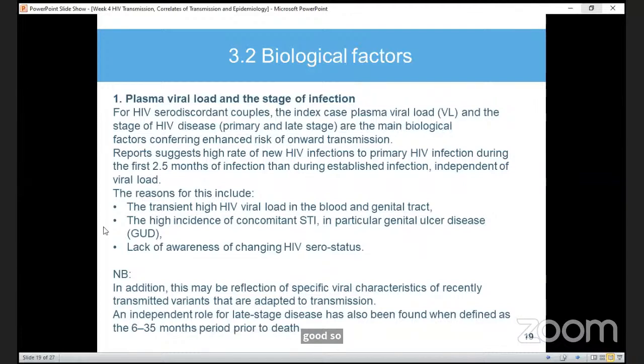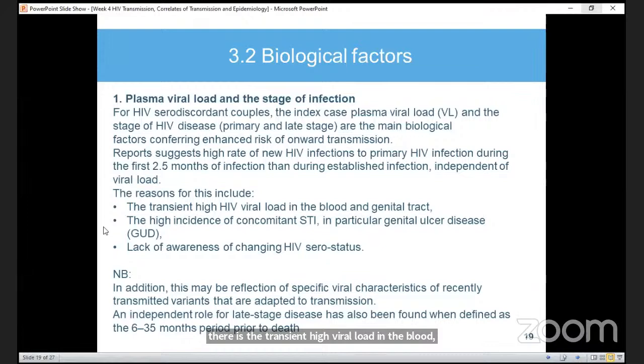Now, why is it that primary infection has a high rate of transmission? The primary infection, the first few months, like the first 21 days, after the 21st day, going on to almost 3 months, when most of the serological tests are still not reliable, there are higher chances of transmission. Why? Number one, because there is a transient high viral load in the blood and genital tract.